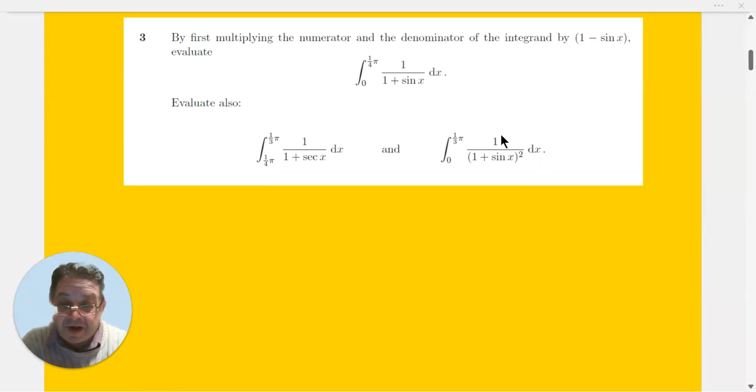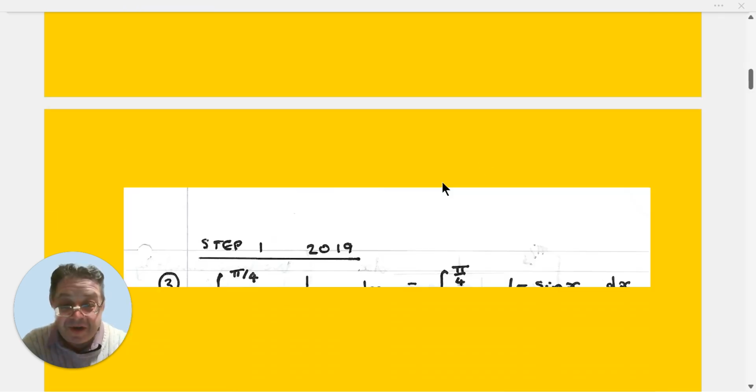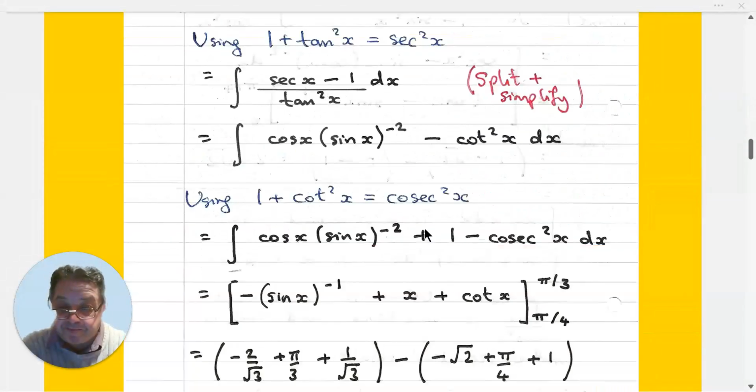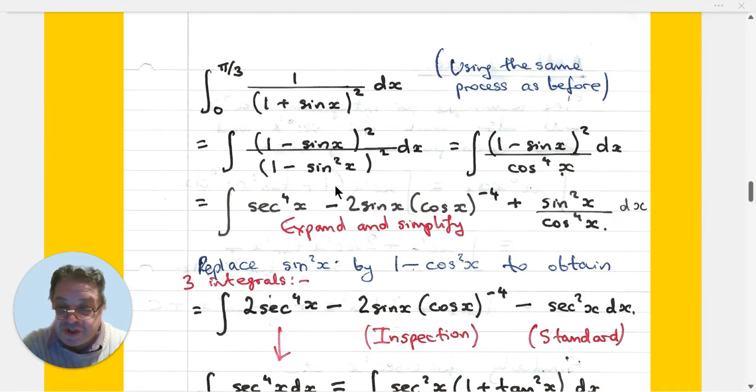So the third part of the question, another integral, this time 1 over 1 plus sine x squared between 0 and pi over 3. There may be various methods of doing this, but the one that makes most sense in this question is to multiply the top and the bottom by 1 take sine x squared, which is what I'm going to do. So we get on top 1 take sine x squared, and on the bottom 1 take sine squared x squared, which is 1 take sine x squared over cos to the 4x.